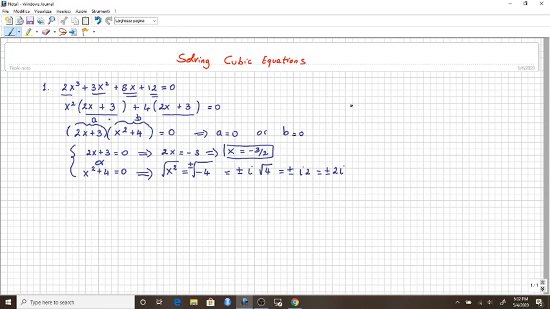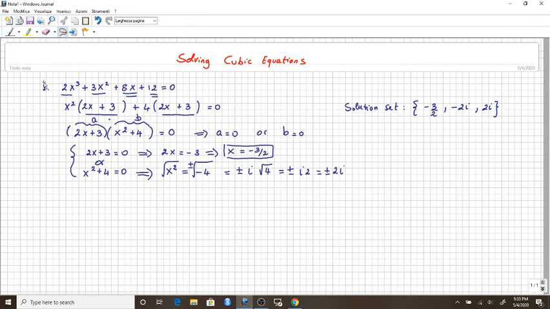Alright, so let's write down the solution set here. What's the solution set? We got 3 solutions because we have a cubic equation. Sometimes the solutions may coincide. In this case, we have 3 distinct solutions. One solution is real, which is -3 divided by 2. And the other 2 solutions are imaginary solutions. One is -2i, and the other one is +2i. So 3 total solutions, okay?